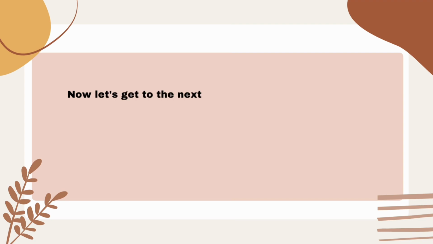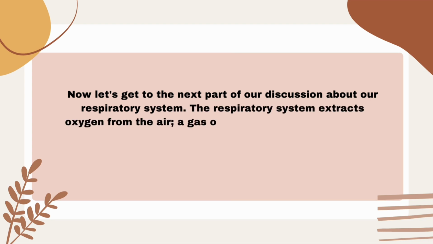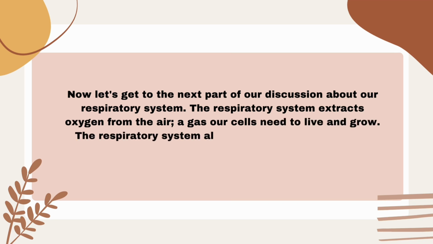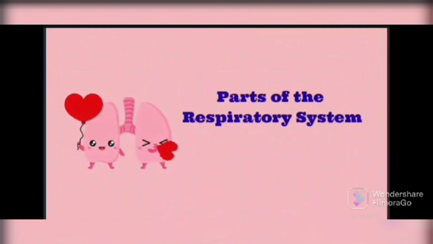Now let's get to the next part of our discussion about the respiratory system. The respiratory system extracts oxygen from the air, a gas our cells need to live and grow. The respiratory system also eliminates carbon dioxide that cells produce after using oxygen. Let's proceed to the parts of the respiratory system.